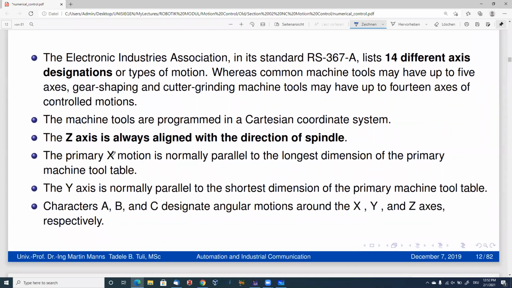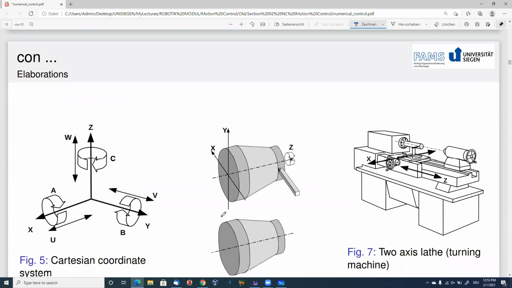So the first approach, according to the standard of the Electronic Industries Association, is to select your reference frame, as we did in robotics. So how do you do the reference frame assignment? The standard is, first you start from the Z axis, which is always along the direction of the spindle. The second is the X motion, which is normally parallel to the longest dimension of the primary machine tool. And the Y axis follows the shortest dimension, or which is the right-hand rule. Yeah, you can say directly it's the right-hand rule.